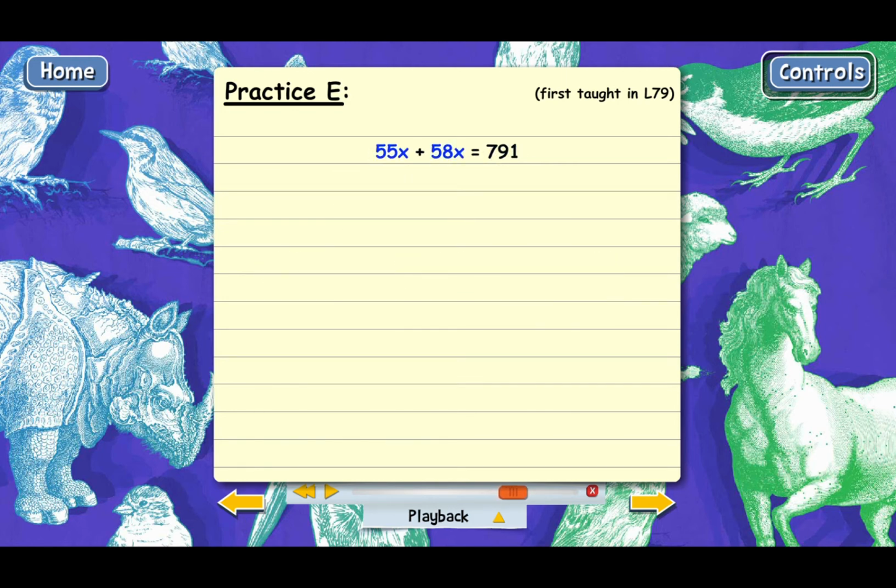We have two X's here, and they're added together, and we can combine them into a single X just by adding the coefficients. 55 plus 58 comes out to be 113, and so that gives us 113X equals 791. And then there's just one undoing step. We need to divide both sides of the equation by 113. And that's going to make the left side equal X. And then on the right side, 791 divided by 113, that comes out to 7.